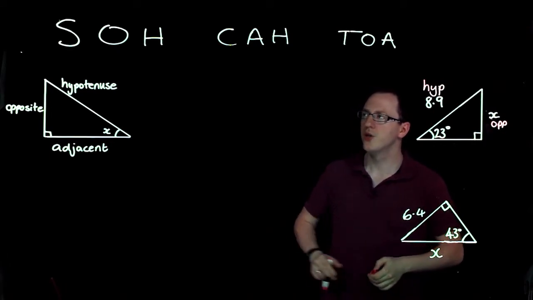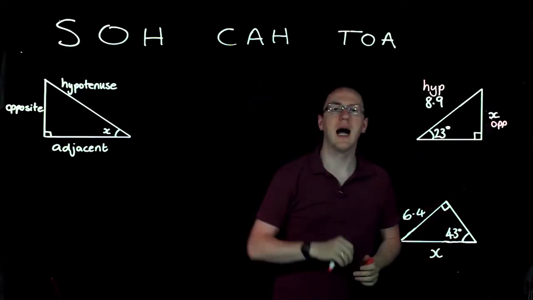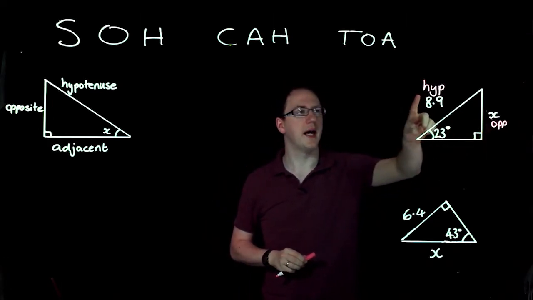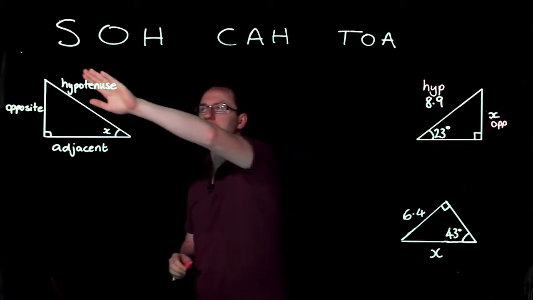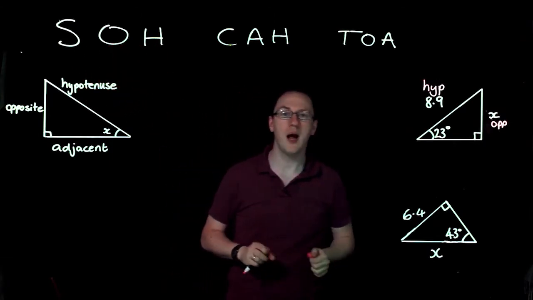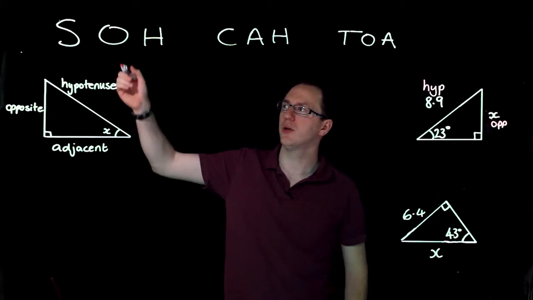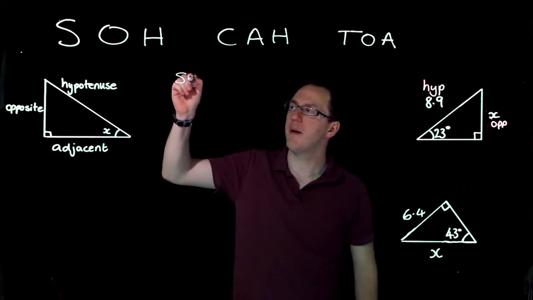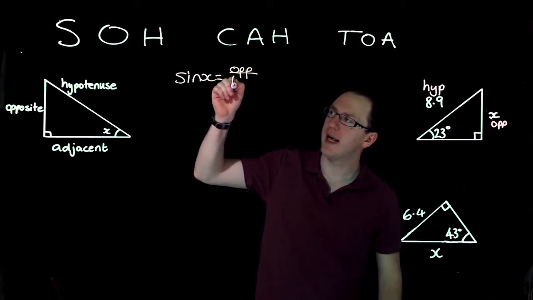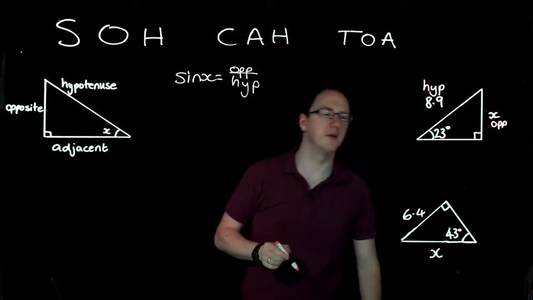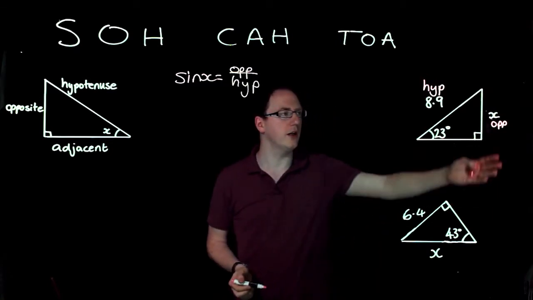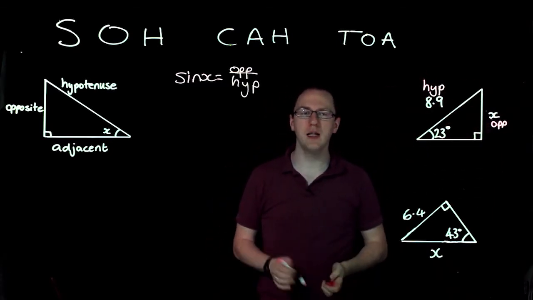So I'm going to look at my SOHCAHTOA and find the one that involves the opposite and the hypotenuse. So that's the first one. It says sine, opposite, hypotenuse. So I'm going to write out what those three letters represent. They represent sine of x equals opposite divided by hypotenuse.